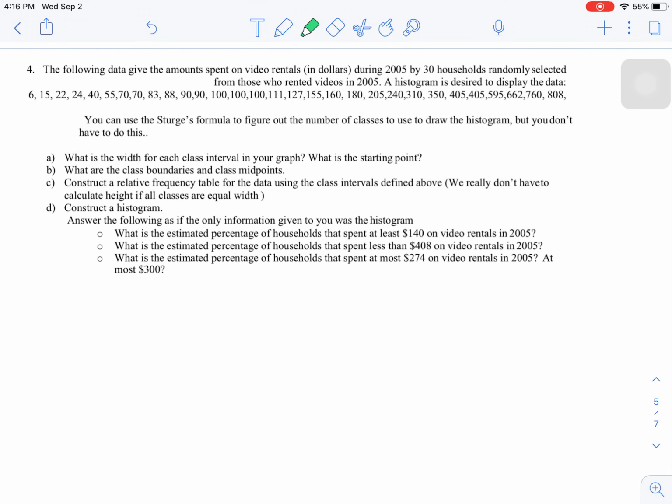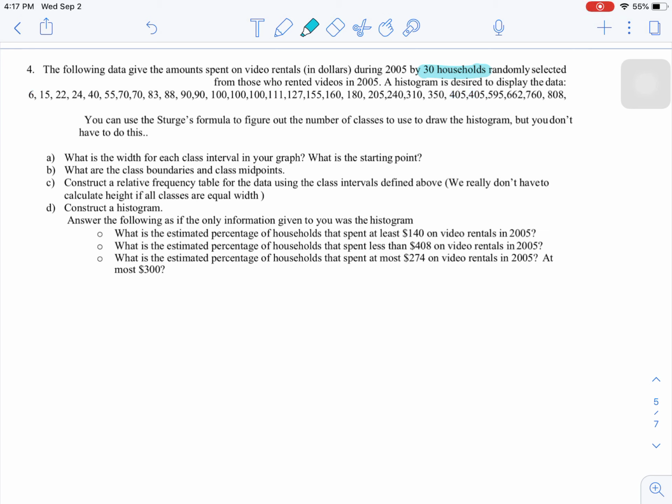In question 4, we're given data on how much 30 different households spent on video rentals during 2005. So for example, one family spent $6 on video rentals that year. Another family spent $111. We can see two families spent $405 and so on.